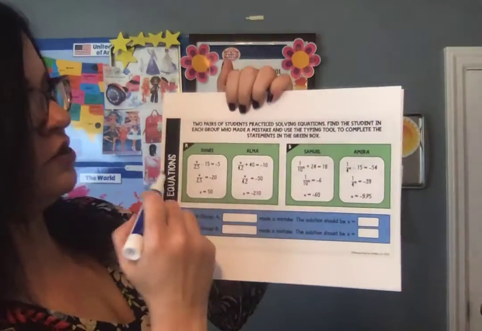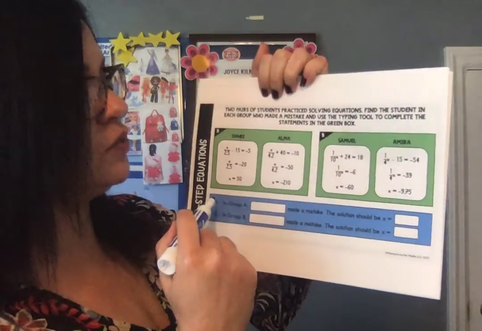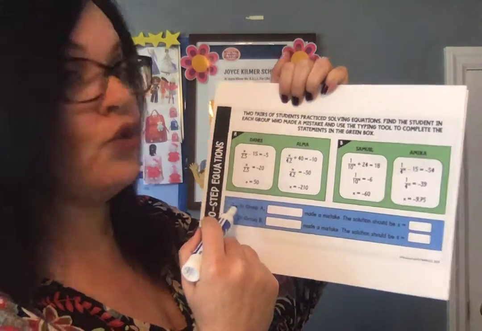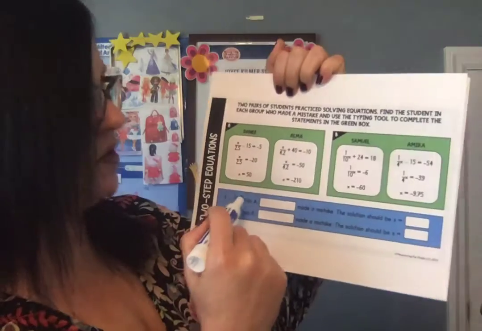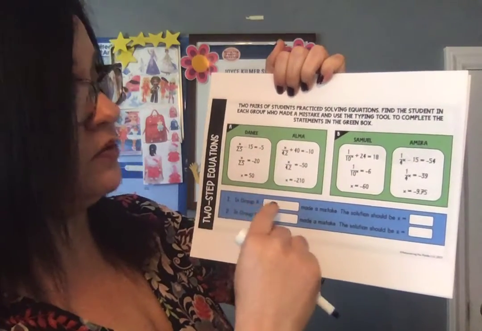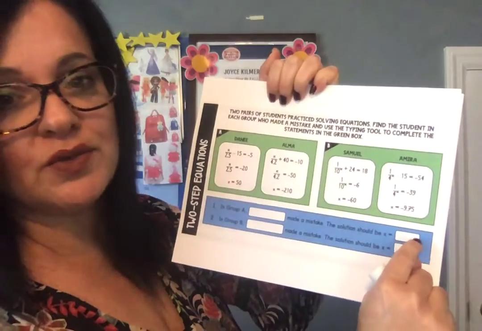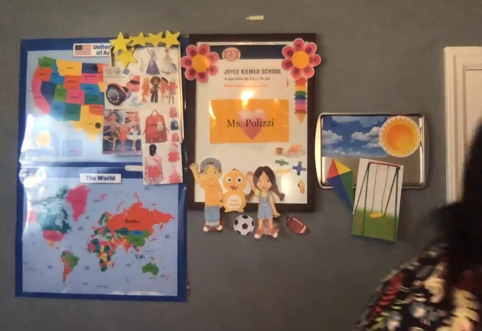All right, so the last page looks like this. You have 2 problems in A and 2 problems in B, and you have to solve each one on your own and figure out who made the mistake, and you would just put their name, for example, in group A, and just put the person's name who you think made the mistake, and then over here you would put what the correct solutions should be. All right, so let me go over some problems just so you can see what that would look like.